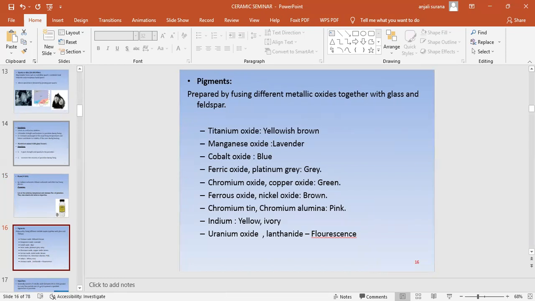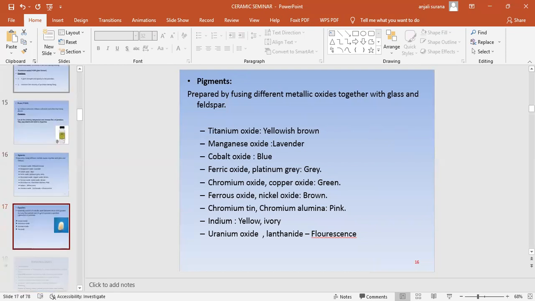grayish, chromium oxide copper oxide greenish, ferrous oxide nickel oxide brownish, then chromium tin, chromium alumina pinkish, indium yellow or ivory, and uranium oxide a lanthanide fluorescence appearance. So these are the pigments that we use for different color shades.